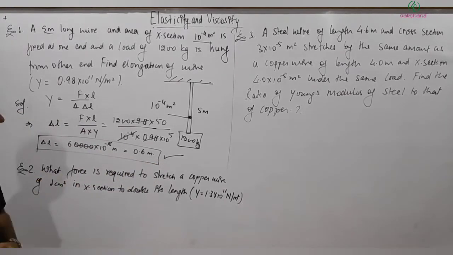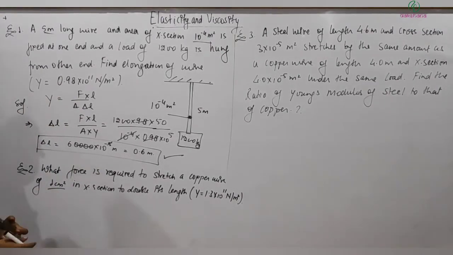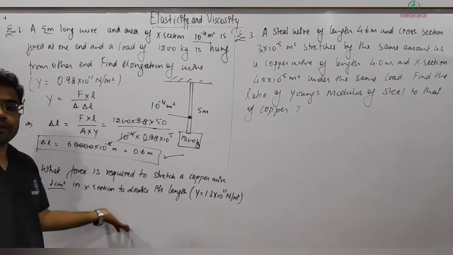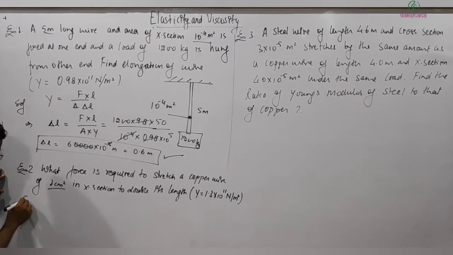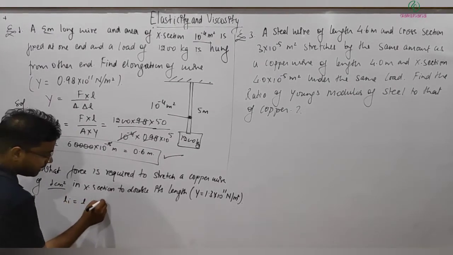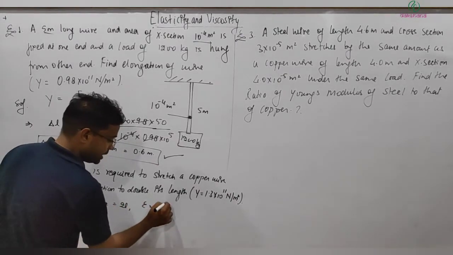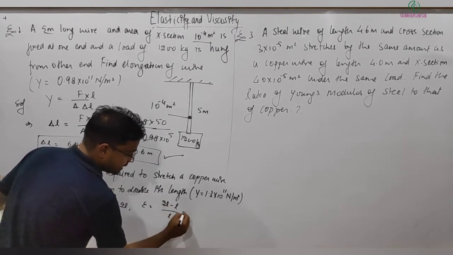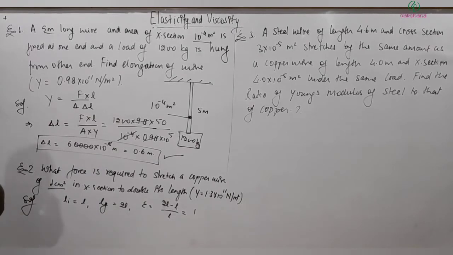So what force is required to stretch a copper wire of this area of cross section to double its length? So means the length of the wire is supposed to be double. So let's calculate. Let's say initial length Li is equal to L, then final length is equal to 2L. So what is the strain? Strain is equal to delta L, that is 2L minus L divided by L, that comes out to be simply 1.